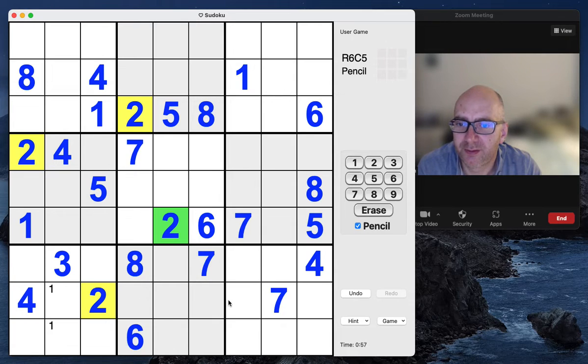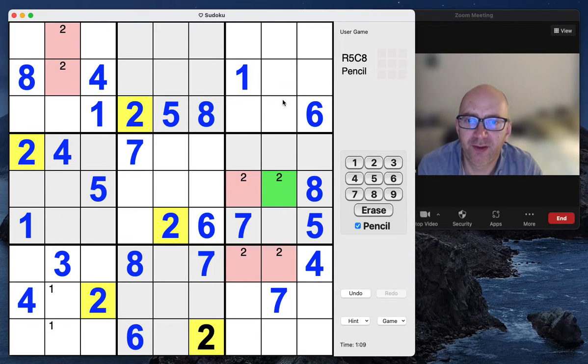So 2s. Okay, we place a 2 in the grid there. A couple of 2s there as a result. Now, because these 2s are in column 7 and column 8, in both of these 3x3 boxes, we obviously need a 2 also in column 9, which means it's going to have to be those ones.